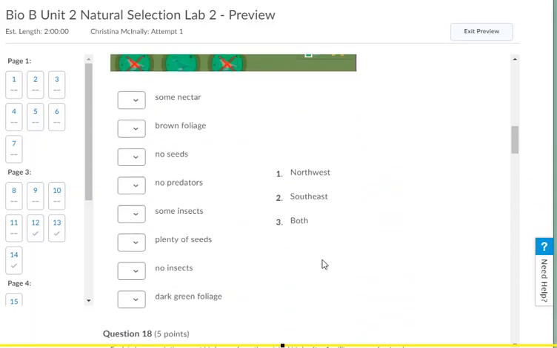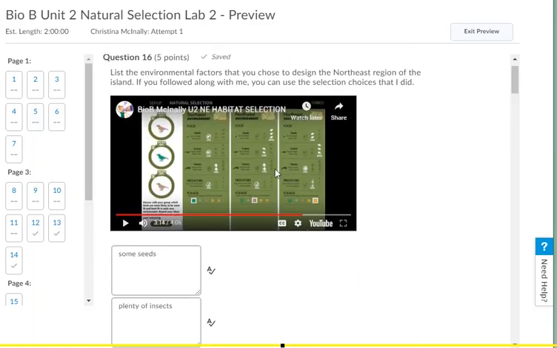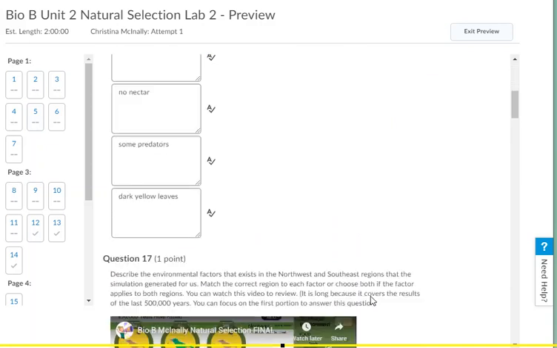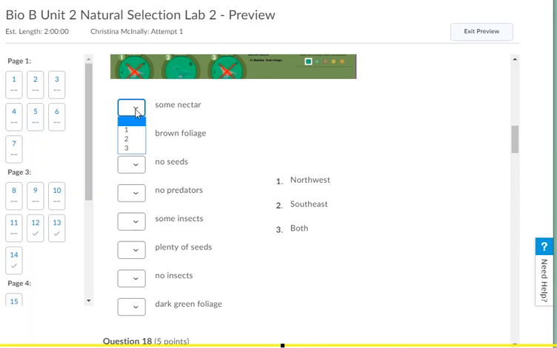And so you just had to go through here and decide for the other two regions which one had some nectar. Well, some nectar would have been both, right? So you would put both there. Or number 3. Does that make sense?